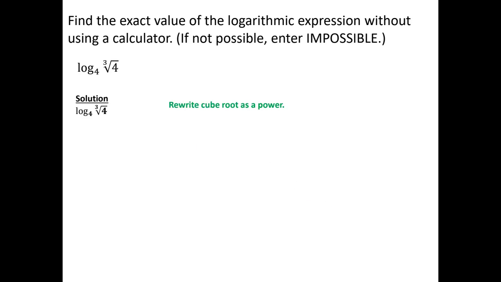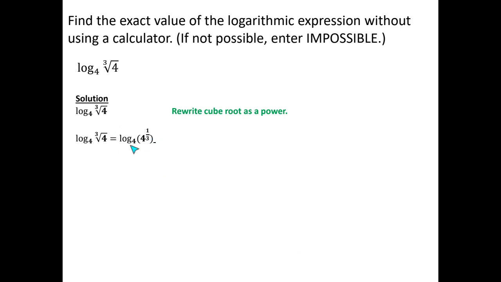Okay, so now let's look at this one. It says find the exact value of the logarithmic expression without using the calculator. So in this chapter, if you see any square roots, cube roots, one of the things we can do with those is write them as a power. And so for the cube root, we can write it as 1/3. If you had a square root, it would be 1/2, and so on. So the index is going to be in your denominator here.